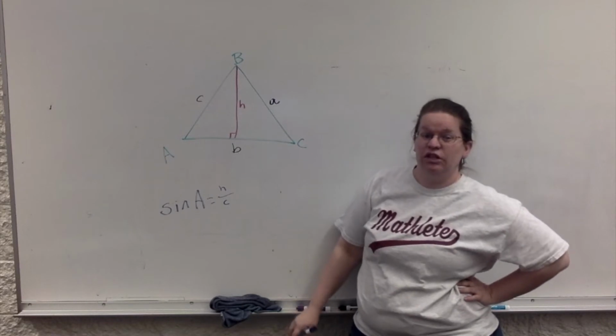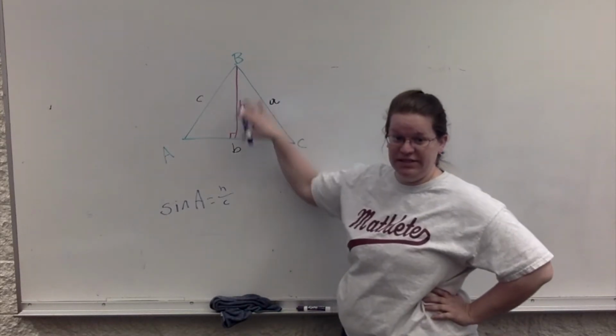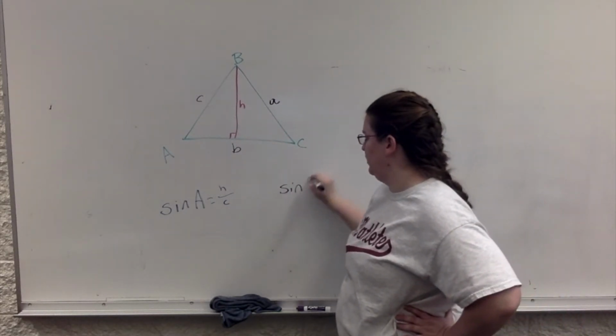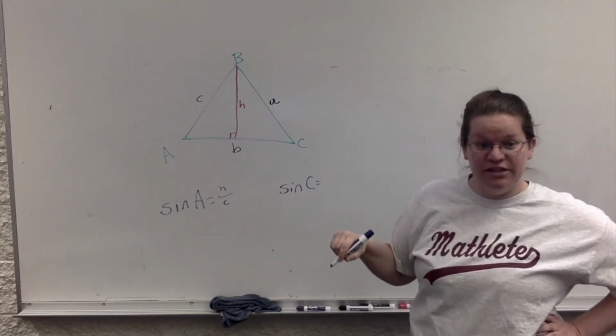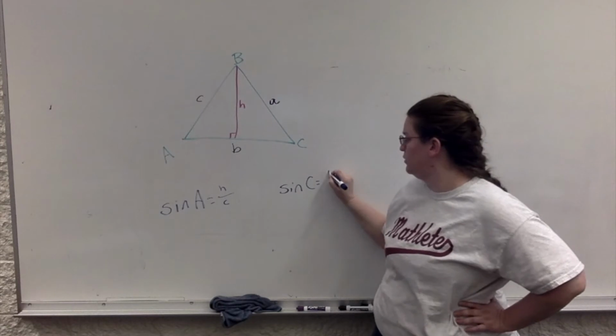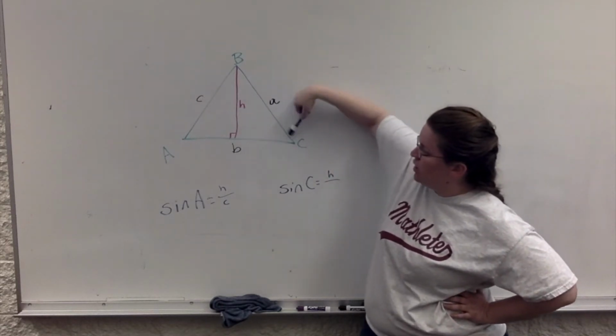So I'm just going to leave it alone for just a minute. We're going to come over here to this right piece. We're going to do the same thing with angle C. So we're going to do sine of C, and it equals the opposite over the hypotenuse. So it's the opposite over the hypotenuse. And the hypotenuse of the right triangle is A.